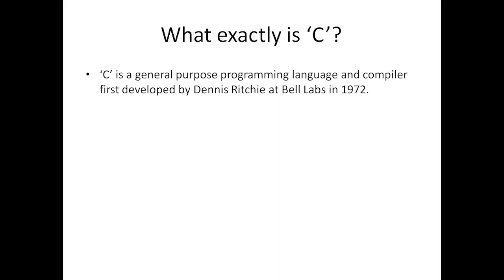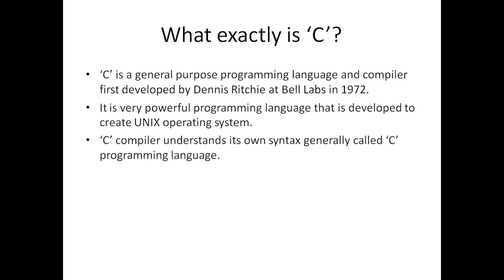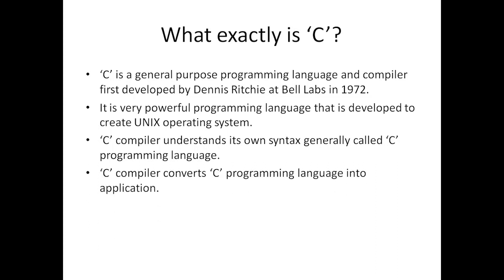C is a general-purpose programming language and compiler first developed by Dennis Ritchie at Bell Labs in 1972. It is a very powerful programming language that was developed to create the Unix operating system. The C compiler understands its own syntax, generally called the C programming language. The C compiler converts the C programming language into an application.